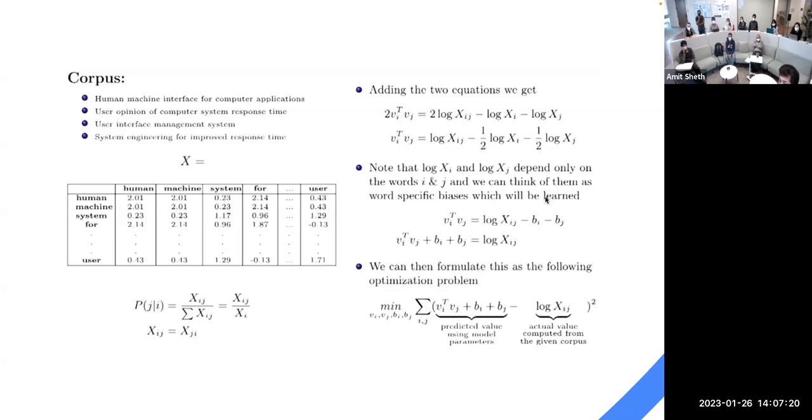So what I can do is simply write two formulations: Vij equal to log Xij minus log Xi, and Vji equal to log Xij minus log Xj. So I can write two equations and simply merge them. What I will get is 2 Vi transpose Vj equals 2 log Xij minus log Xi minus log Xj. We are good to handle this point, right? Then basically Vi transpose Vj equals this, I just divide by two. Clear? The equation is very simple to understand.